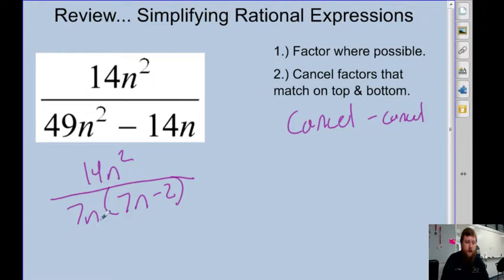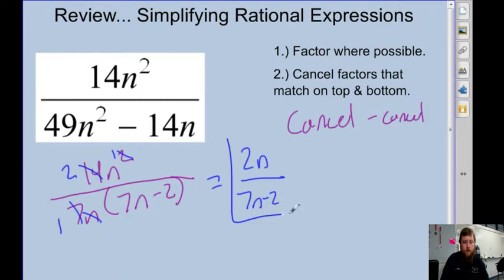Now what cancels out here or reduces? Well, one of these n's cancels out. So this becomes n to the 1, and this n goes away. And 7 and 14 can both reduce by 7. This will be 2 and this is 1. So all you're left with is 2n on top and 7n minus 2 on the bottom.